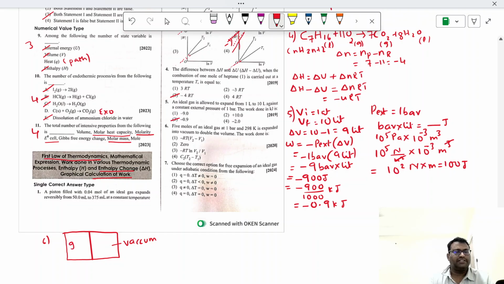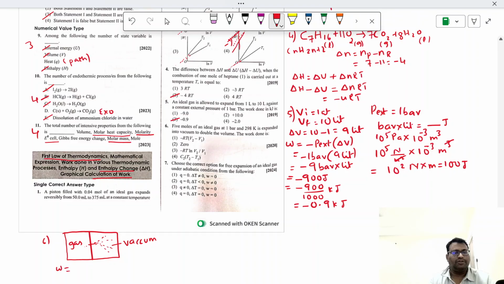Here there is gas, right? Initially it is like this. Now you are making a hole to this. What happens? Gas slowly expands into this vacuum. And what will be the work done by that gas?